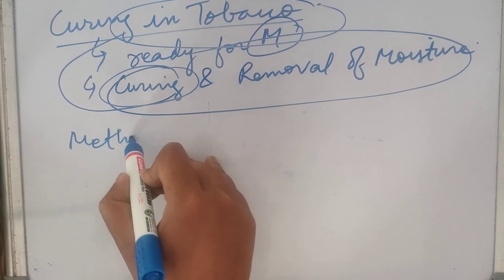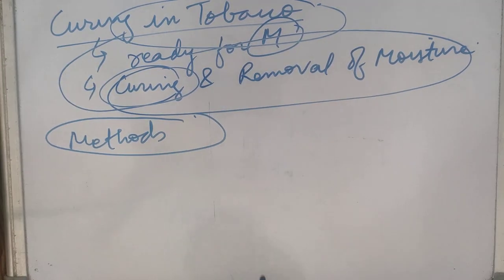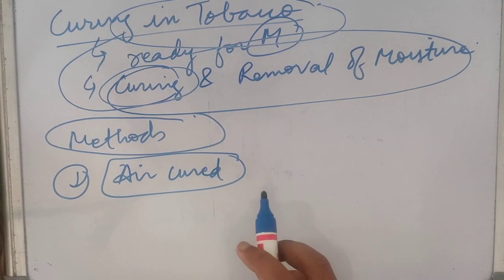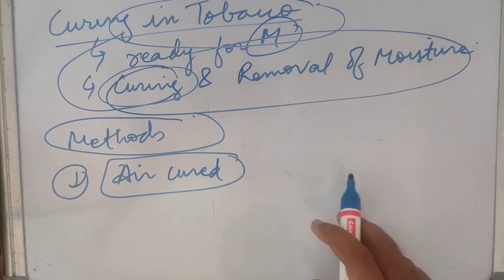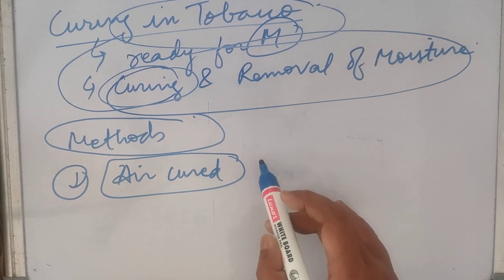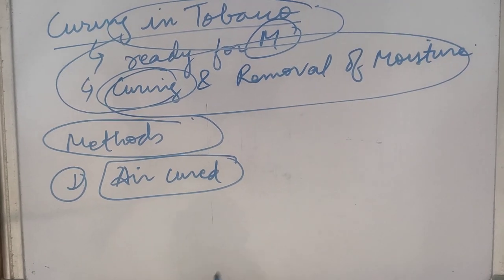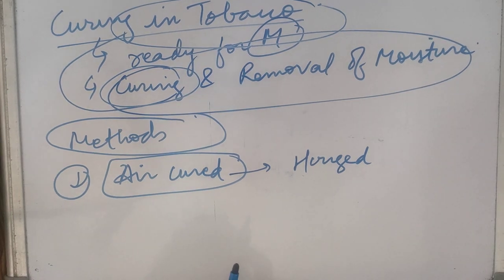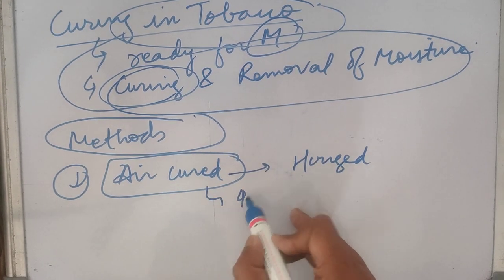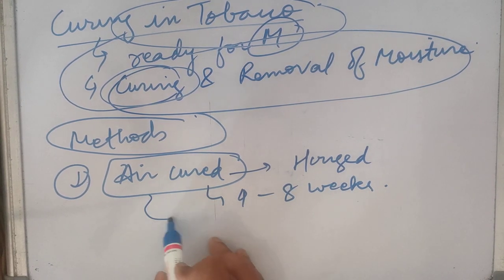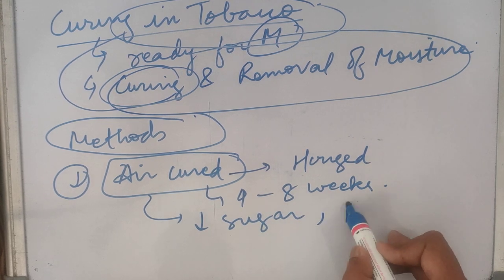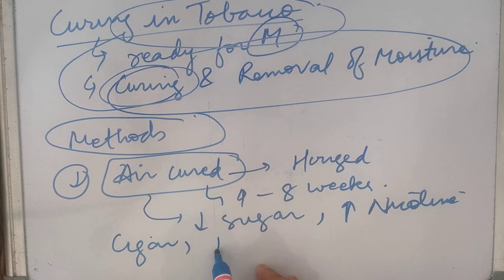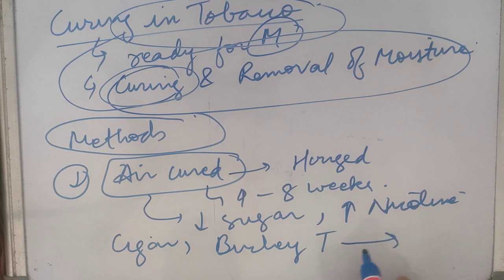Now, what are the methods of curing? First one is air cured. Here, tobacco is hung in well ventilated barns so that air can pass. Barns are actually houses where tobaccos are cured. It actually takes 4 to 8 weeks. Air cured tobacco is low in sugar and high in nicotine content, such as cigar tobacco and burley tobacco. These are mainly air cured tobacco.